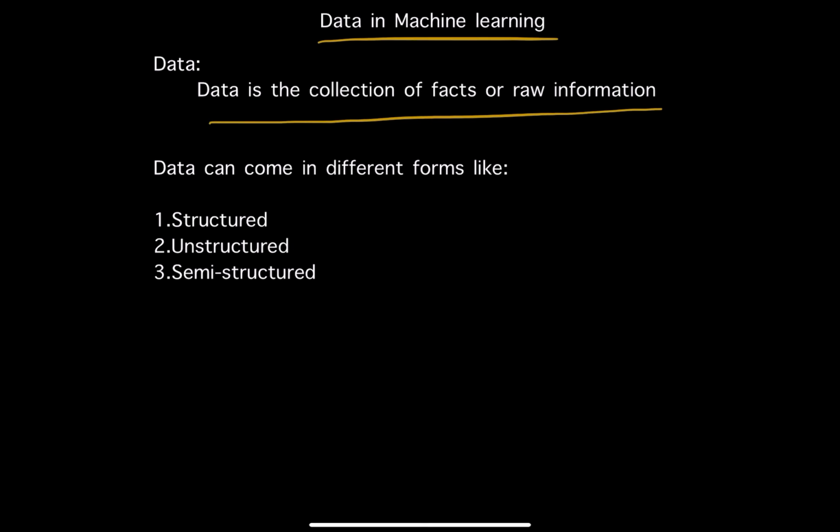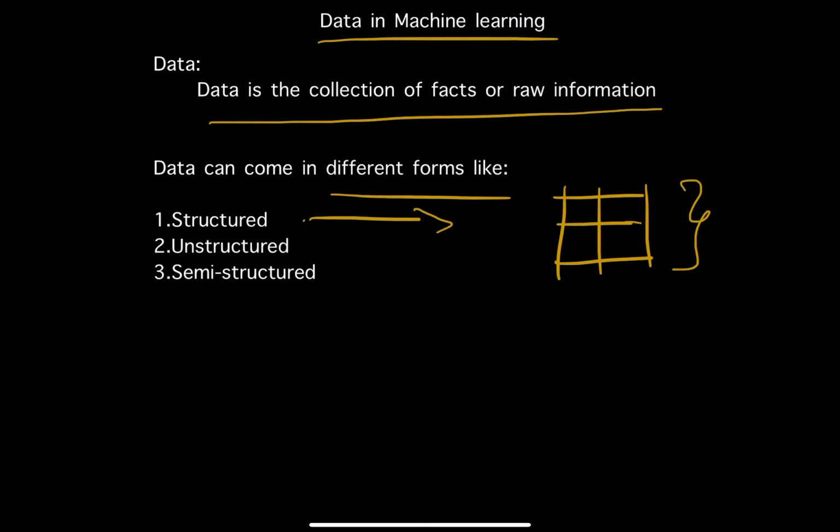Now, the data can be in different forms like structured, unstructured and semi-structured. First, let us see what is structured. Structured data will have a predefined format. Suppose if you take a database, it contains rows and columns. This database is predefined that it should contain some rows and columns and the data should be present in this database, right? So it is a well structured database if it is in this form.